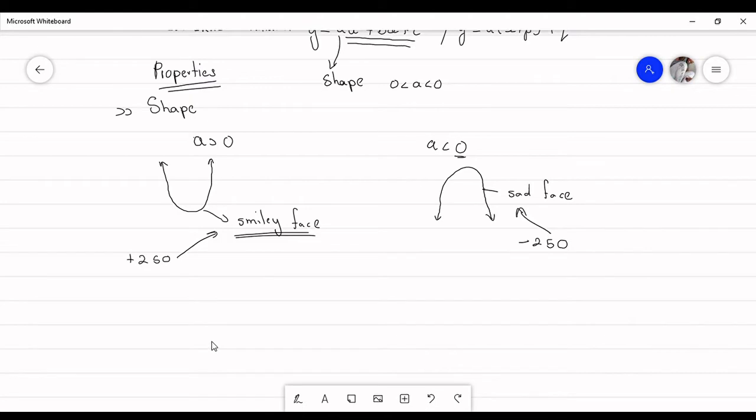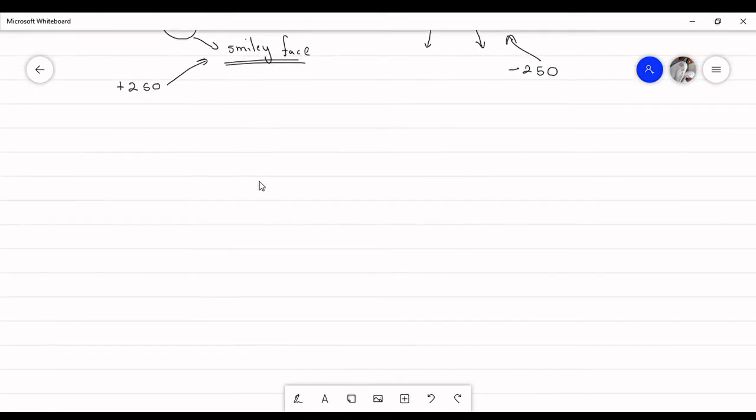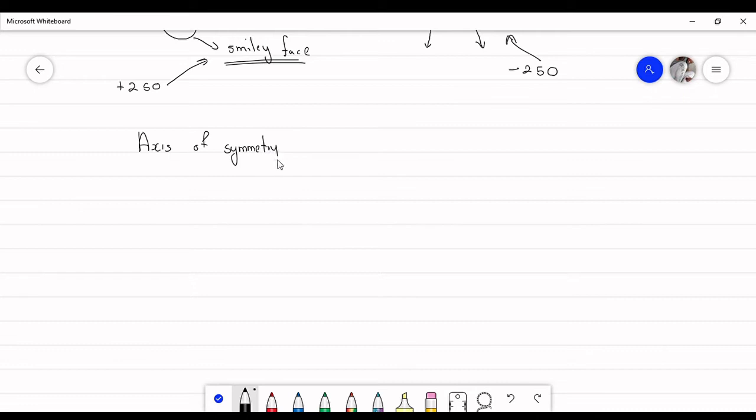So now, let's look at the other property, the axis of symmetry. Our axis of symmetry is x equals negative b over 2a. That negative b comes from our general formula. So therefore, what is our axis of symmetry?